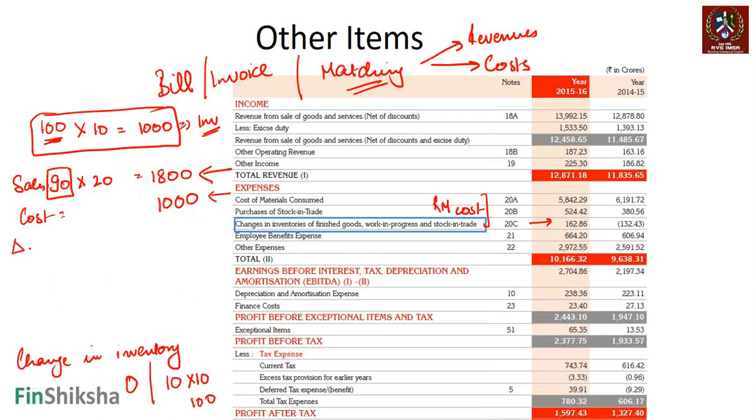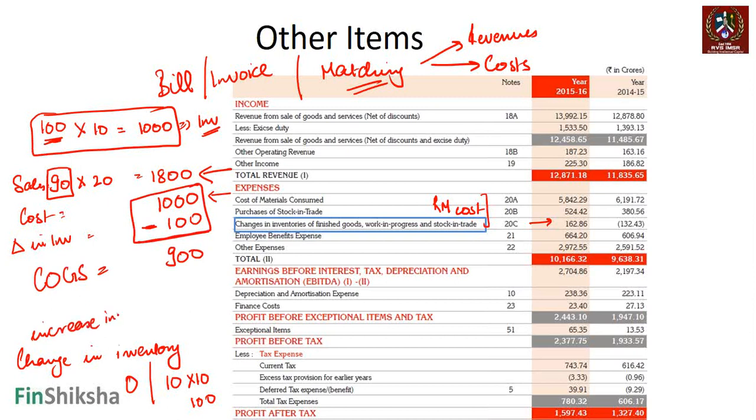So you take a change in inventory and you basically subtract it, right? So you put a minus 100 here. When you put a minus 100 here, you reach the value of 900. That's your cost of goods sold. So you're combining these two, right? A negative number would mean increase in inventory. Increase in inventory is going to be a negative number because then you have not sold everything. A positive number would mean a decrease in inventory, right?